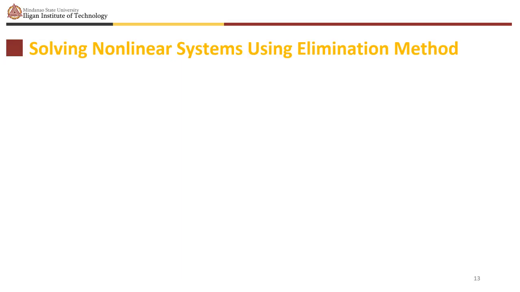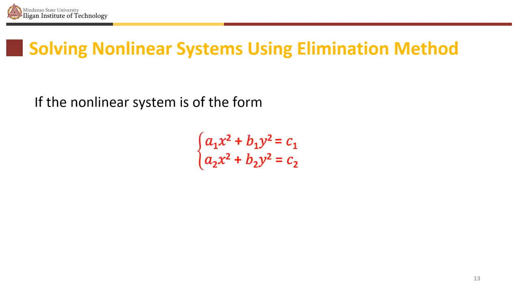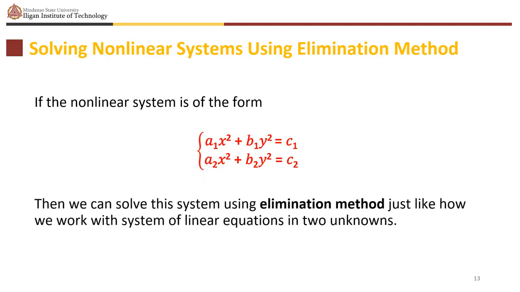We can also solve nonlinear systems using the elimination method. If the nonlinear system is in the form a sub 1 x squared plus b sub 1 y squared equals c sub 1, and a sub 2 x squared plus b sub 2 y squared is equal to c sub 2, then we can solve this system using the elimination method, just like how we work with a system of linear equations in two unknowns.